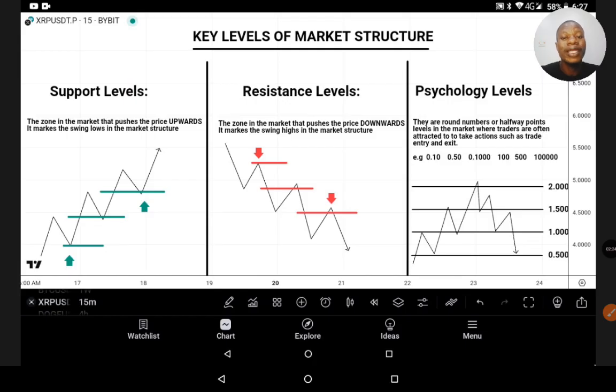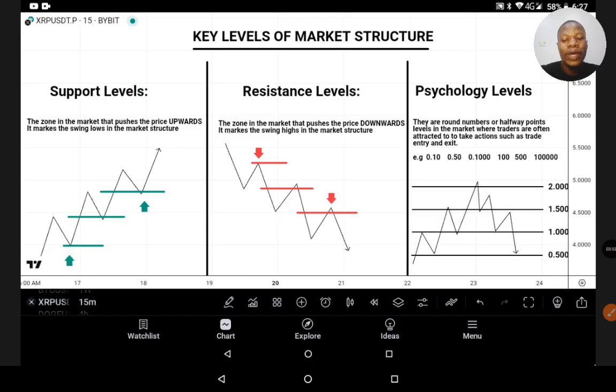We also talked about levels, the key levels of market structure. We only have three, but we are familiar with two. I just mentioned the third one so that you know it, to get better. The first one is the support level. This is the level that marks the swing low of the market. You can see that after this impulsive move, the market made a correction and gave us a swing low. It was from this swing low that the market started another impulsive move. So this swing low is called the support level.